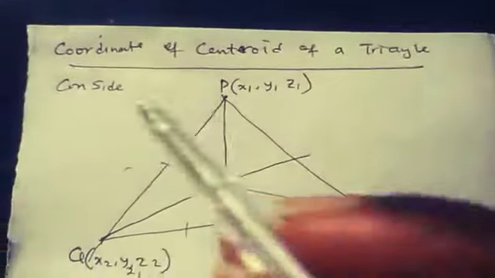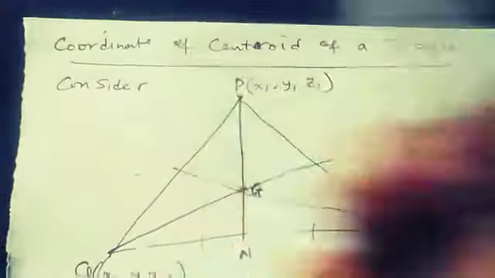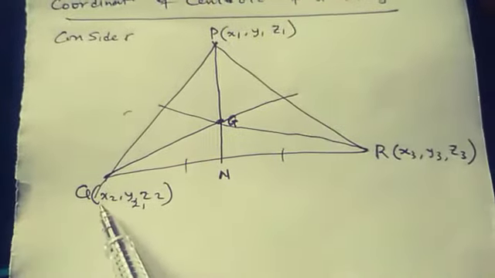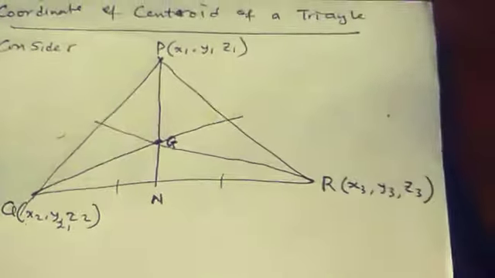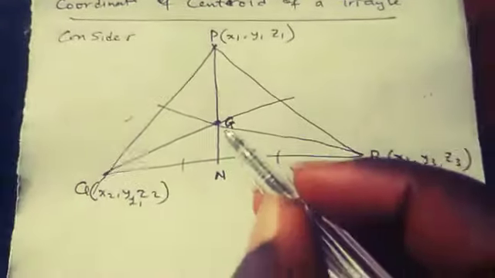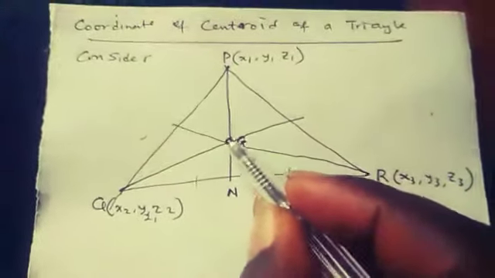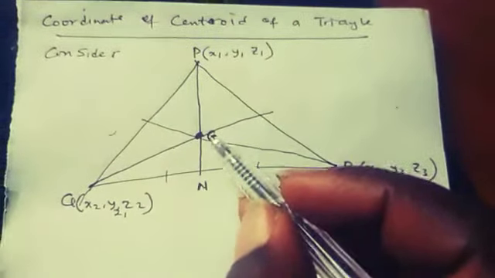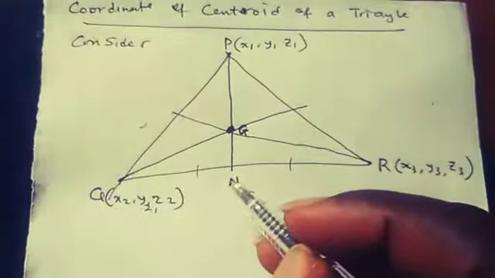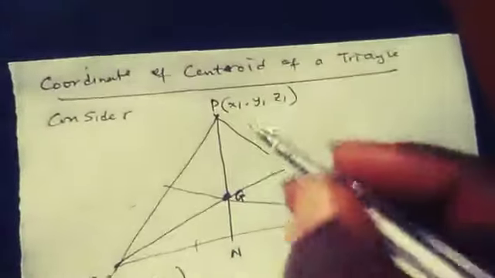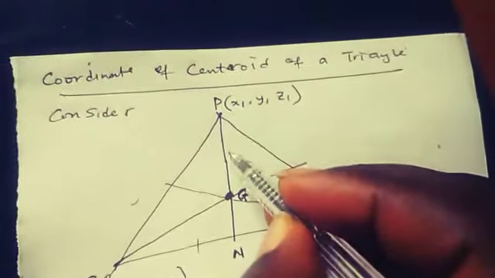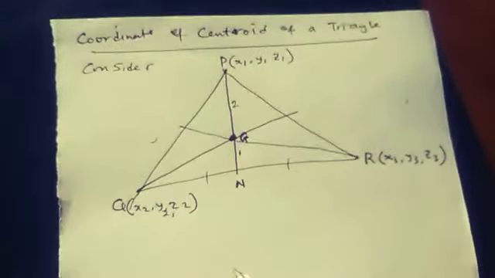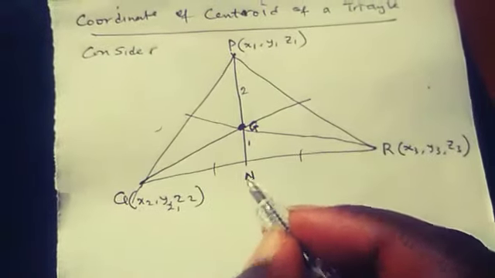Coordinate of the centroid of a triangle. So let's consider this. This is point P here, point Q, and point R. This is the point G that we want to find. And that point G is named as the centroid of the triangle. But we need to first find this N, because by what you have said the other time, this G divides this PN into 2:1. So let's keep that. The first thing is, what is point N?